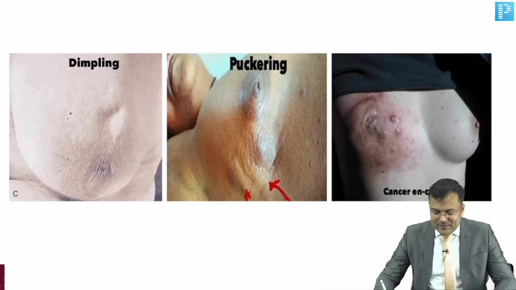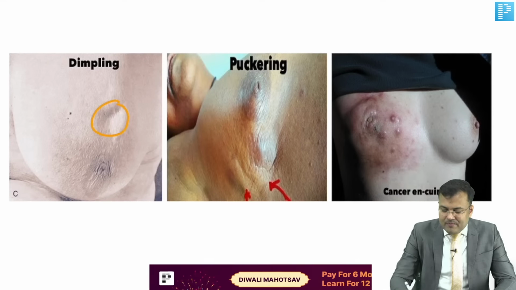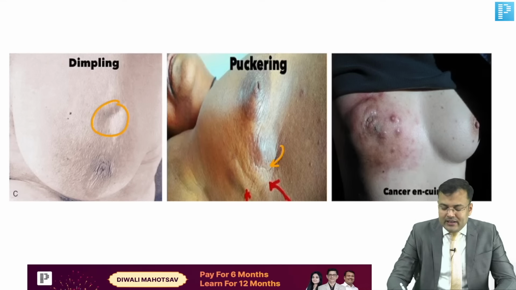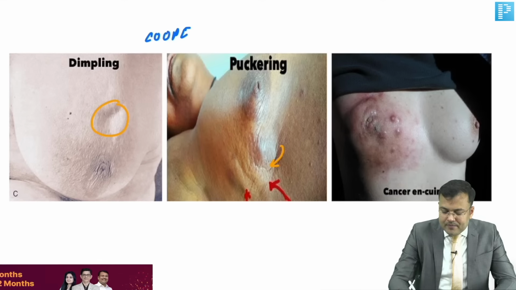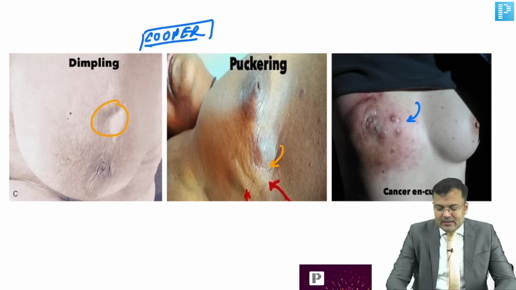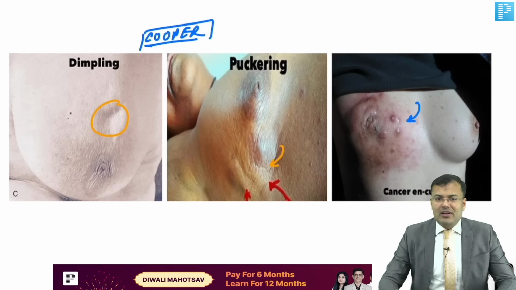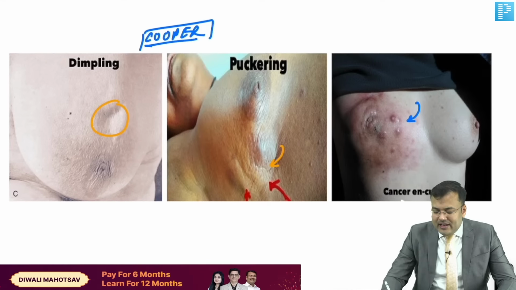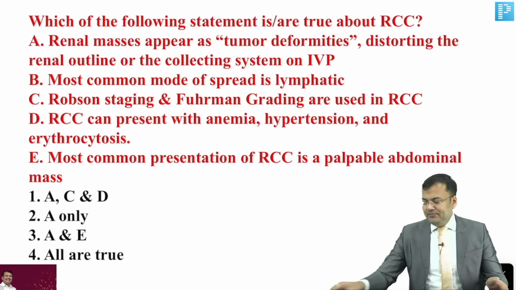Now, see the next one. This is dimpling, how it looks like. Skin depression. Here this is puckering, wrinkling in the breast skin. In both of these, there is involvement of ligament of Cooper. And here you can see cancer en cuirasse. There are multiple nodules and ulceration involving breast skin and chest wall. Got it? So, this is cancer en cuirasse. Now, see the next question, very, very easy.